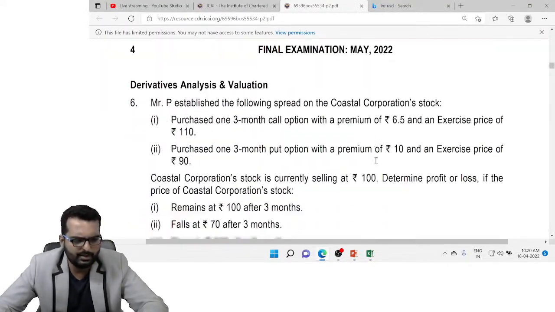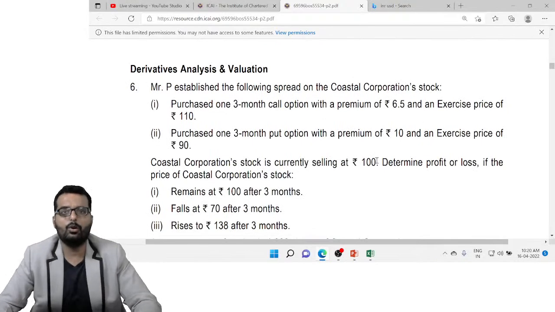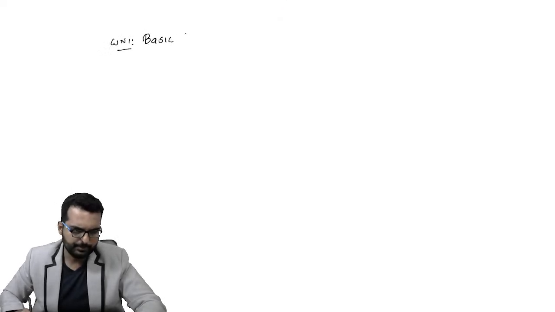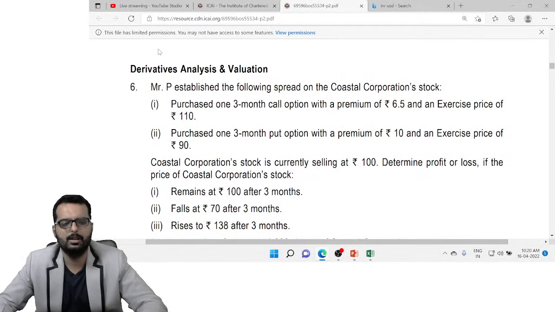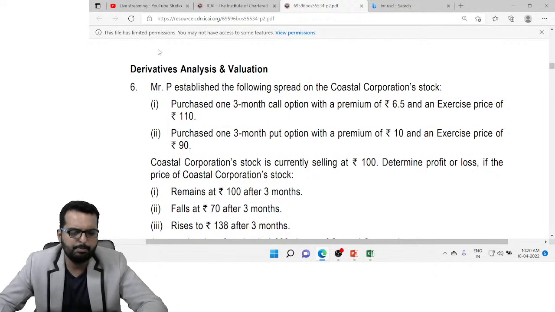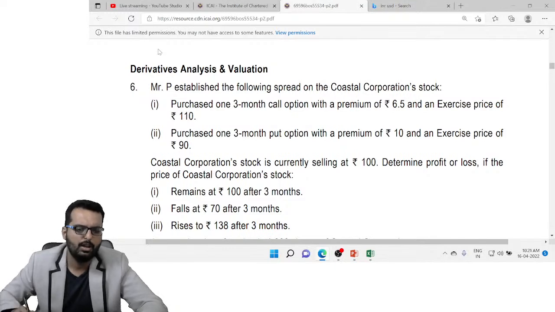Mutual funds 5 is done. 6 is a question on call option. A very, very simple question. Let's do this together now. Working note 1, basic data. Mr. P has got the following spread. He has purchased a 3-month call option with a premium of 6.5 and exercise price of 110.